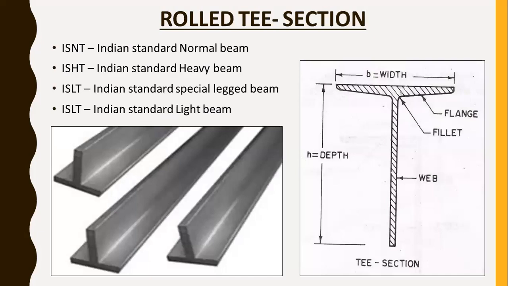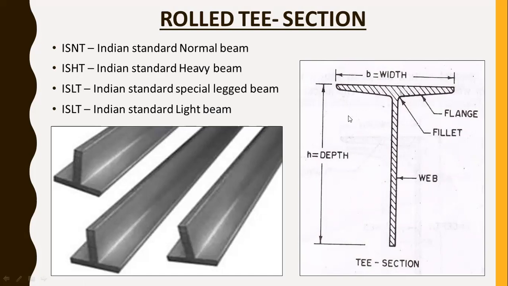Next is the rolled T section. The first one is ISNT, which is Indian Standard Normal T-section. The second one is ISHT, which means Indian Standard Heavy T-section. Next is ISLT, which is a light T-section, and another is a special legged T-section. Right. So a T section is identified by the shape of the letter T. Right. So here you can easily see the T-shaped T sections provided.